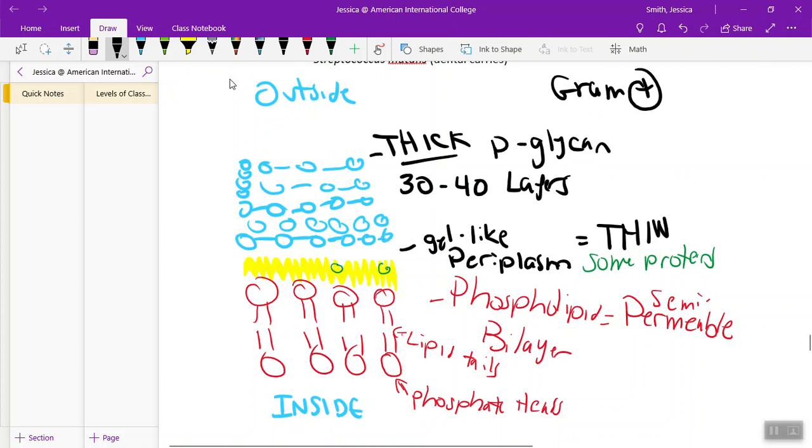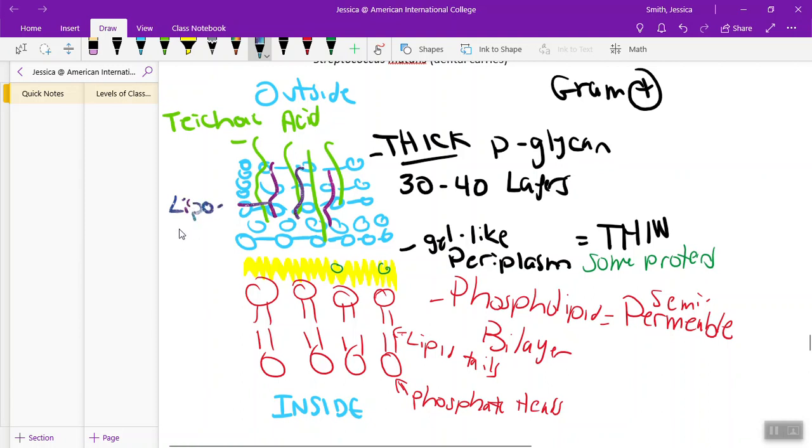The last thing that we have in gram-positive bacteria are these chains here that I'm going to put inside. These are called teichoic acids. And there's also a second type. These are called the lipoteichoic acids. And the teichoic acids and the lipoteichoic acids help stabilize this really thick peptidoglycan.